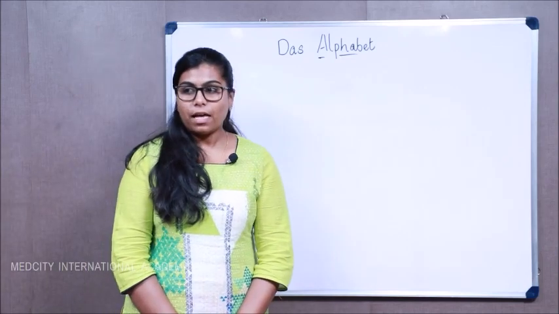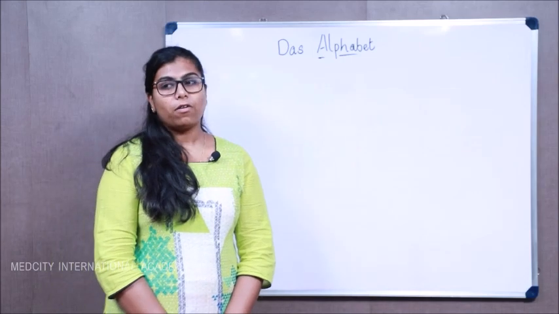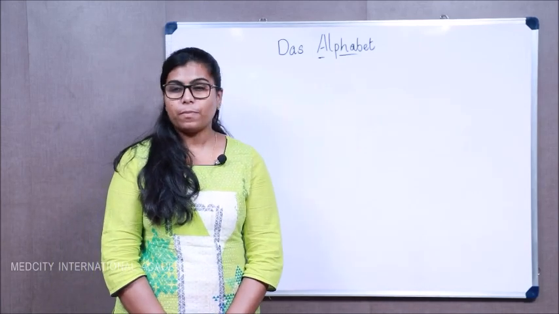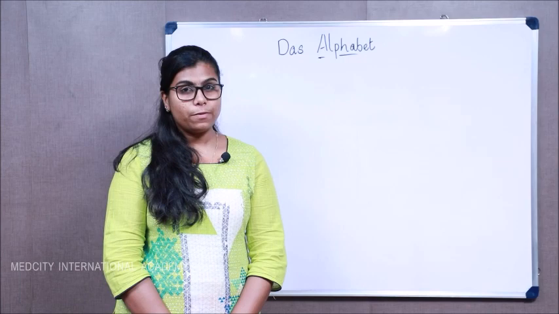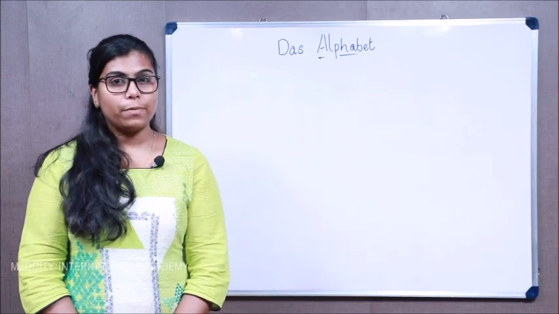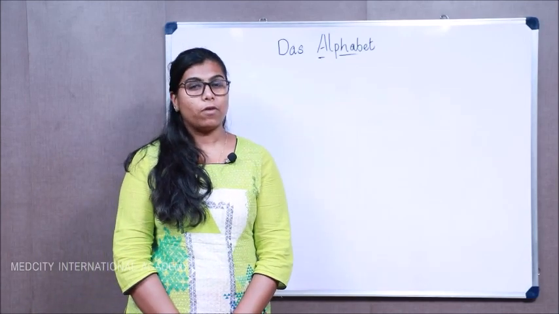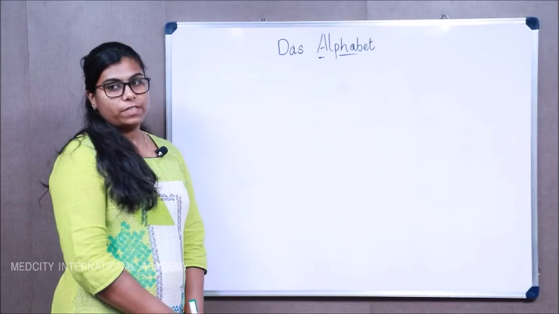German alphabets are the same as English alphabets. There is only a little bit of difference in pronunciations. So first we learn about the 26 alphabets. After that we will learn some of the extra alphabets that are only in German. So first one.